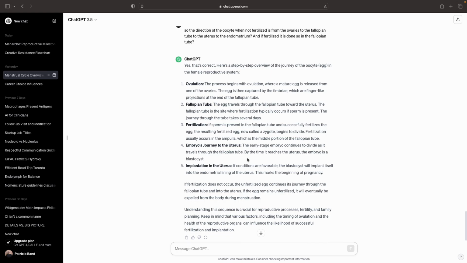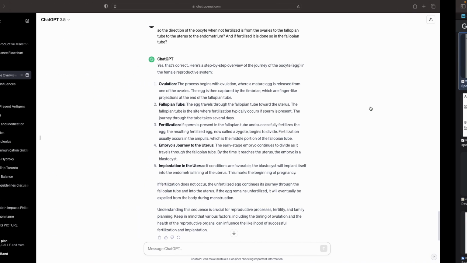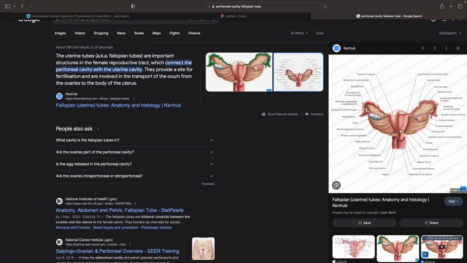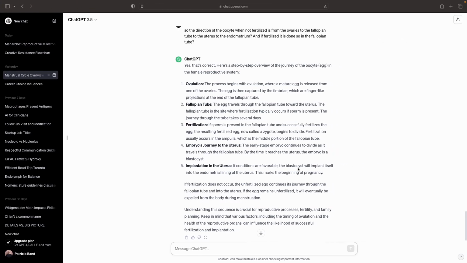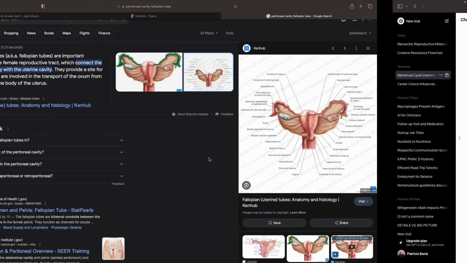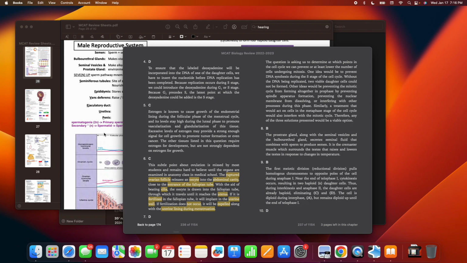So the early stage embryo's journey to the uterus. Fertilization usually occurs in the ampulla, which is the middle portion of the fallopian tube. The early stage embryo continues to divide as it travels through the fallopian tube. By the time it reaches the uterus, again, we have uterus. By the time it comes to the middle, the embryo is a blastocyst.